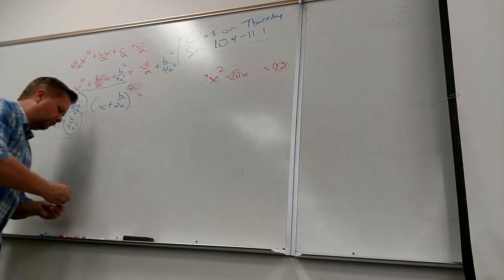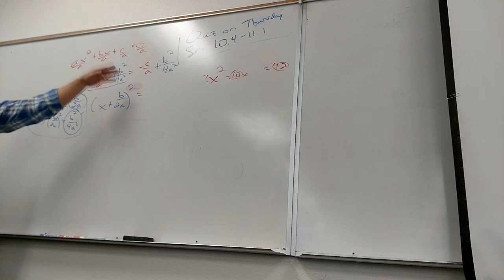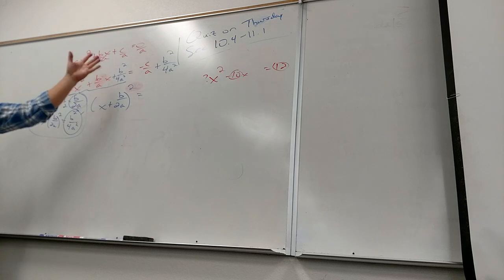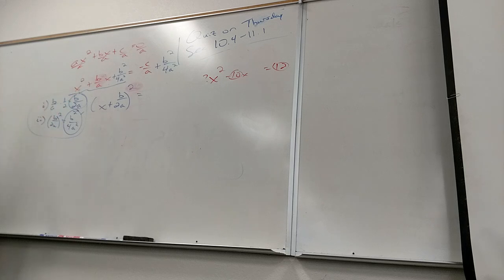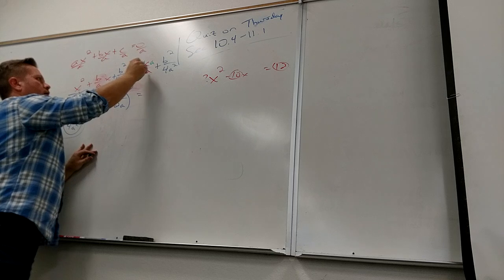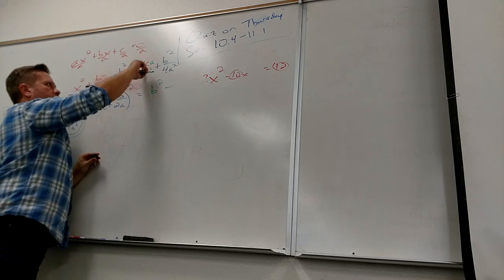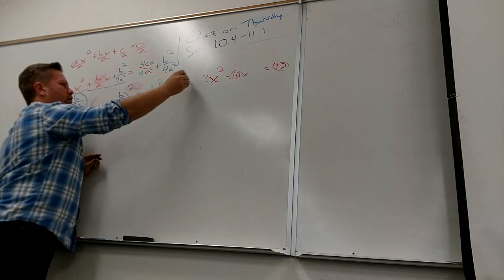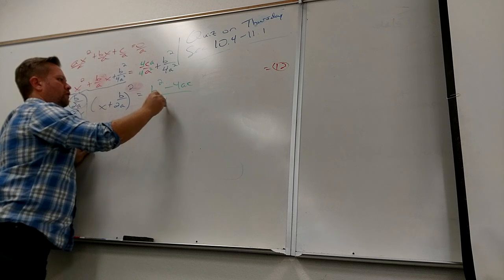I really want you to realize, is this nice looking? No, there are no numbers, just letters. But do I do anything different? No, I do all the same steps for the same reasons. So I'll multiply this by 4a. Then I get b squared minus 4ac, putting it in alphabetical order, all over 4a squared.